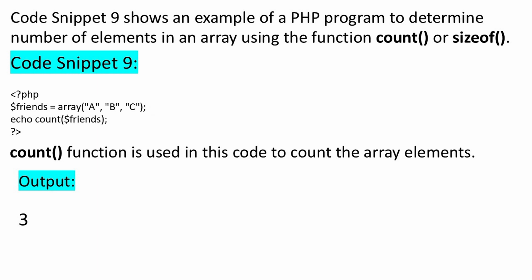After defining the array, the count function is used to calculate how many elements are inside it. The line echo count($friends) prints the total number of items stored in the friends array. When the code runs, the output displayed on the screen is 3, because there are exactly 3 elements in the array. The count function in PHP is one of the simplest and most commonly used functions when working with arrays.